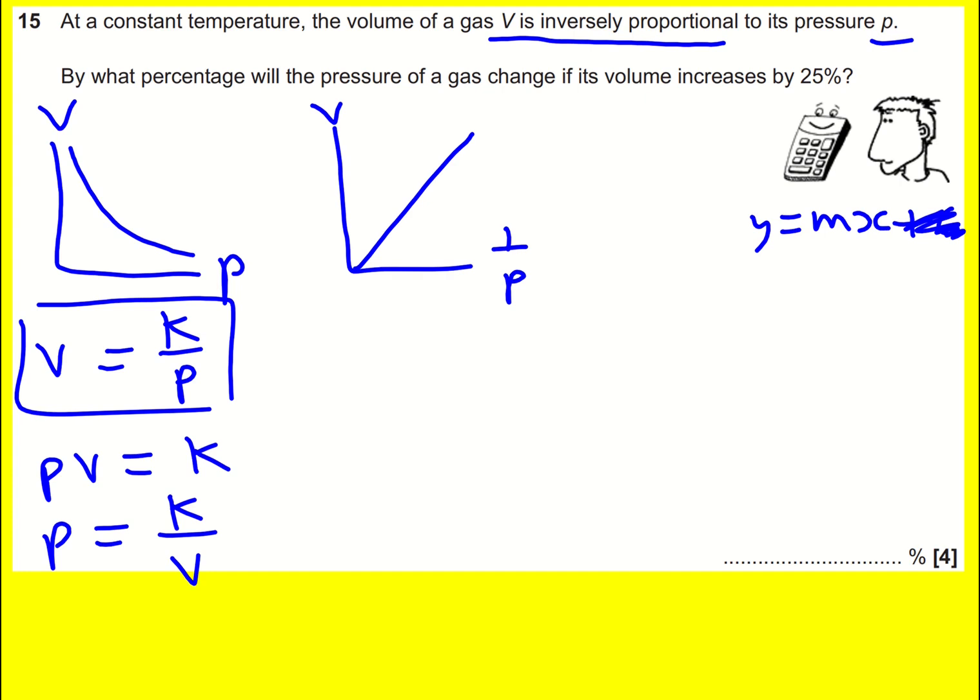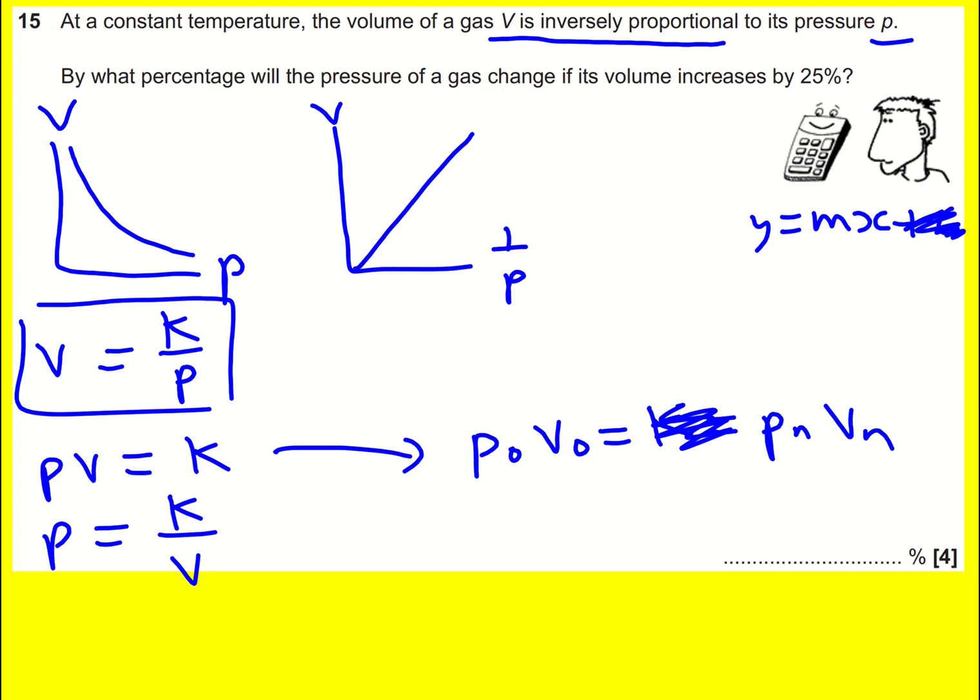By what percentage will the pressure of a gas change if its volume increases by 25%? Now actually, the easiest way of doing this question that I think I'm going to focus on is to use this version of the formula, because we've got that P old times V old is equal to a constant, but that's also equal to the new pressure times the new volume. And I'm not interested in the constant here, so I'm just going to cross this bit out.